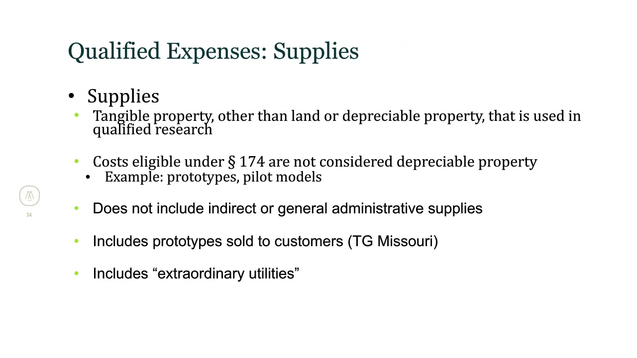Bringing you back now, we're going to skip and talk about supplies. So if the research qualifies, we can include supplies that are used in that research. And generally, when we're talking about supplies, we're talking about probably grapes, or if you're a brewer, ingredients. If you're tracking the wort separately, those are the types of costs that we're generally able to pick up. Also, it says that we cannot include depreciable property.